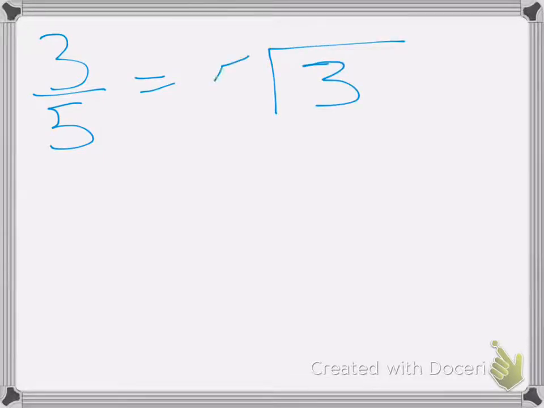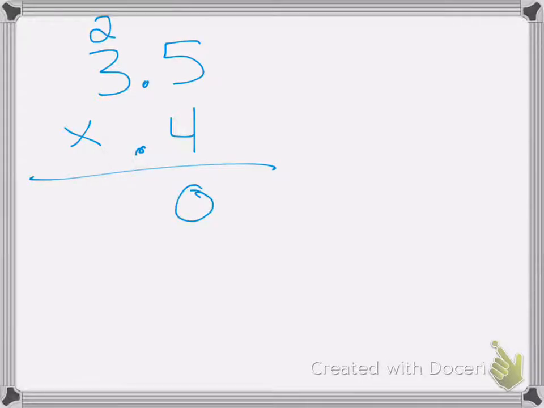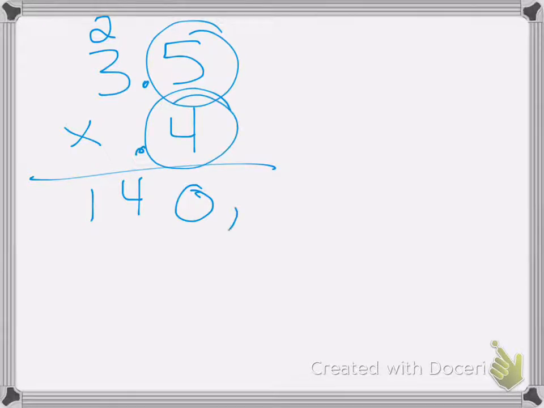In today's warm-up, I asked you to write 3/5 as a decimal. 3/5 as a decimal is 0.6 or 6/10. Second one, I asked you to multiply 3.5 times 0.4. 4 times 5 is 20. 4 times 3 is 12, plus the 2 is 14. 1 decimal, 2 decimal places. I move it 2 times because of how many decimal places I have, so 1.4 or 1 4/10.